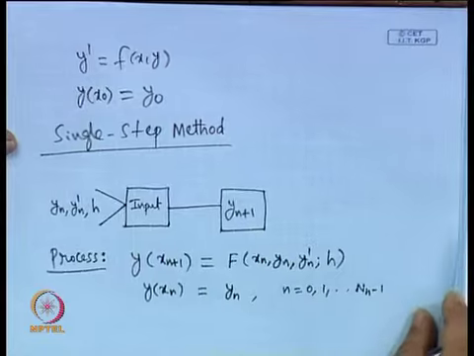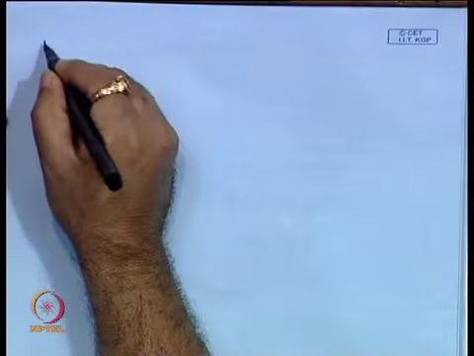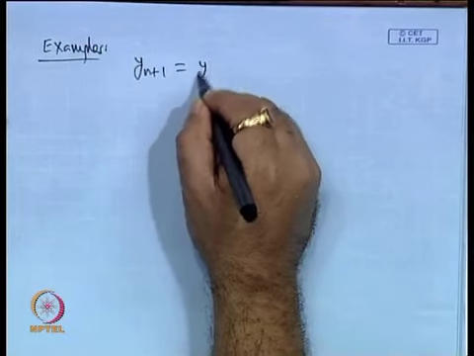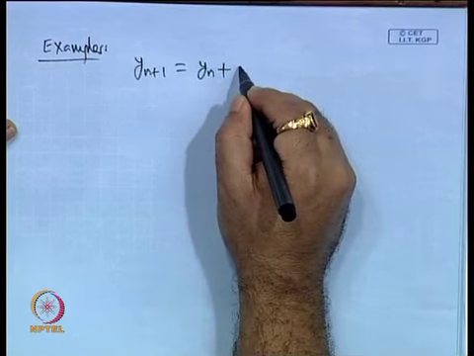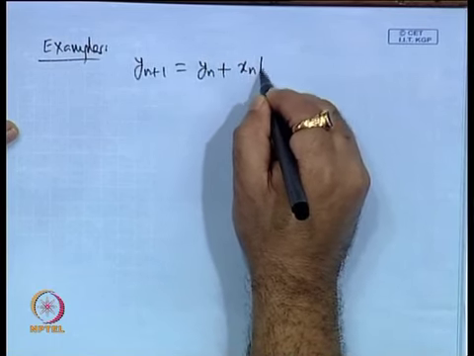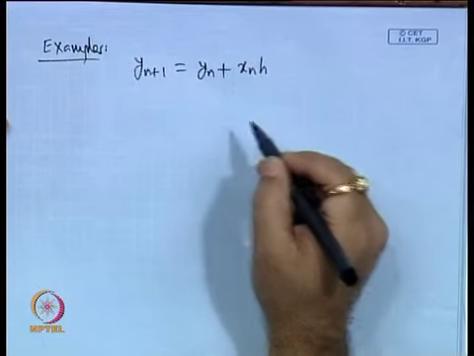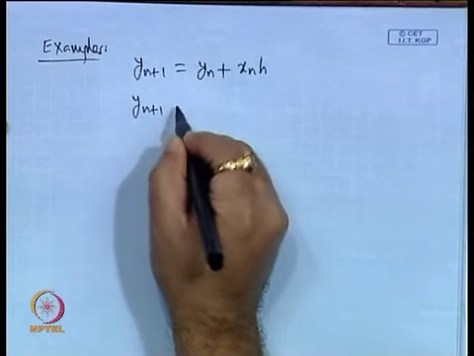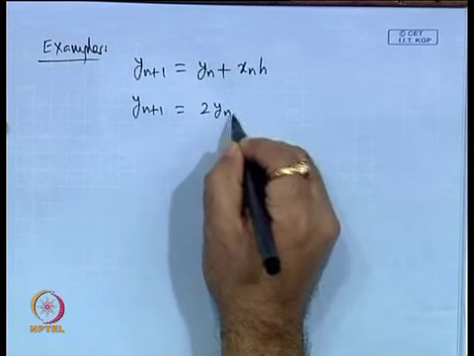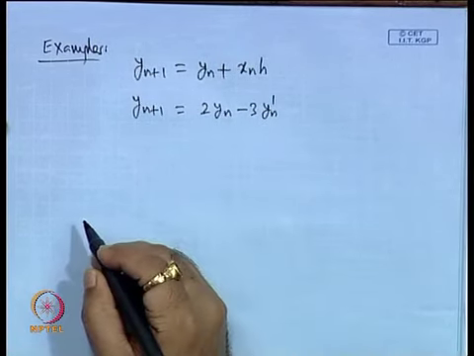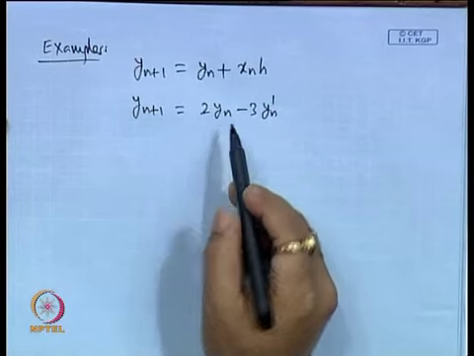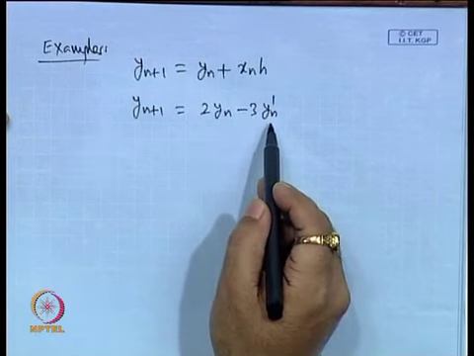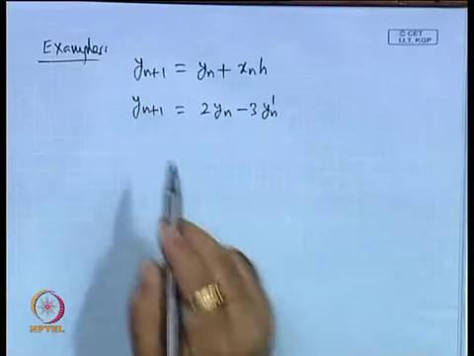Okay, so for example, say y n plus 1 is y n plus x n h. Suppose there is a method like this. This is a single step method because it is asking only for x n and y n, and it is generating y n plus 1. Suppose say 2 y n minus 3 y n prime. This is also a single step method because it is asking only for information at one past value, that is at x n. So, y n is y of x n, y n prime is y dash of x n, and we get y n plus 1. So, these are single step methods.